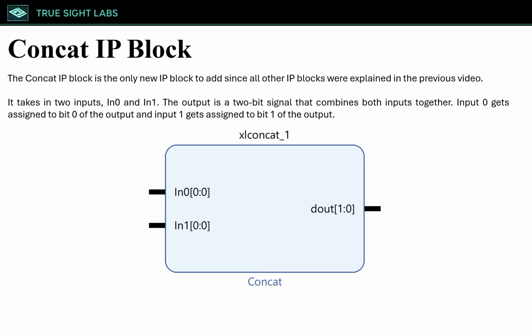The Concat block is the only new IP block to add, since all other IP blocks were explained in the previous video. It takes in two inputs, IN0 and IN1. The output is a 2-bit signal that combines both inputs together. Input 0 gets assigned to bit 0 of the output, and input 1 gets assigned to bit 1 of the output.